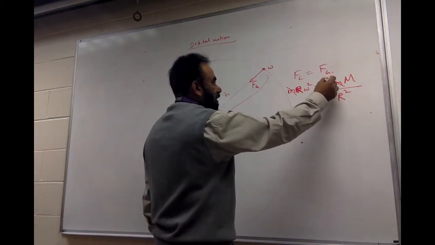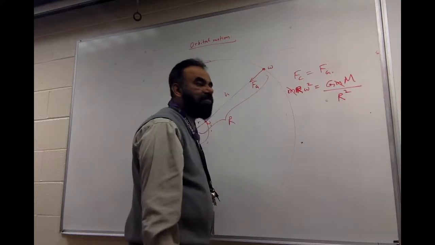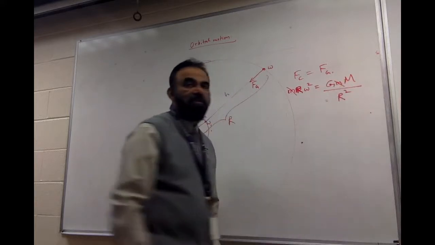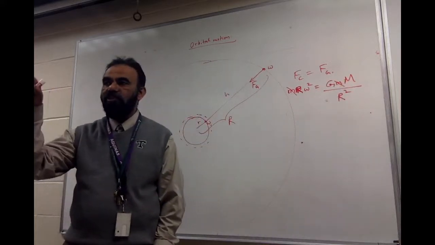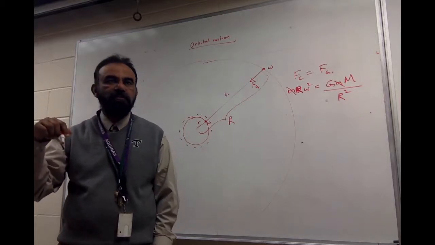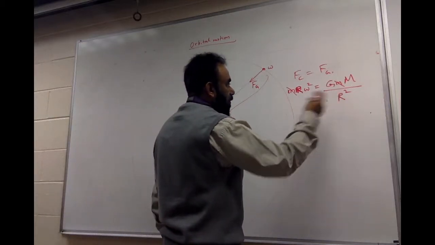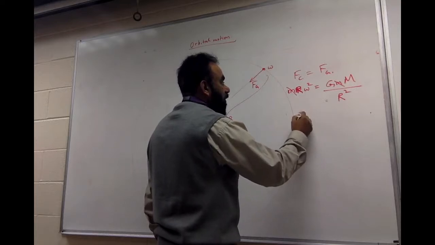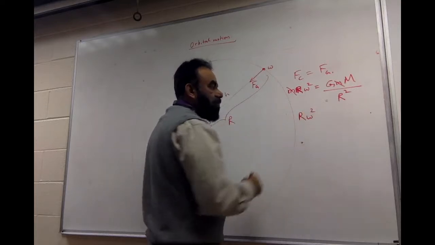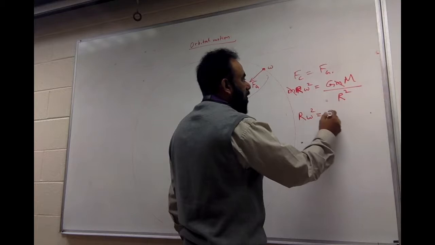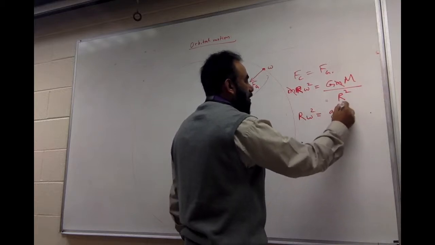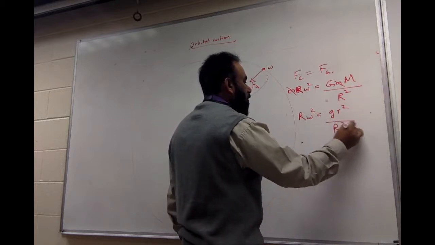Now, you can leave all this as it is and work it out, or you can even replace capital G and capital M with small g and small r squared. You can do that. Okay. So if I want to replace it that way, then r omega square is equal to g r squared over r squared.